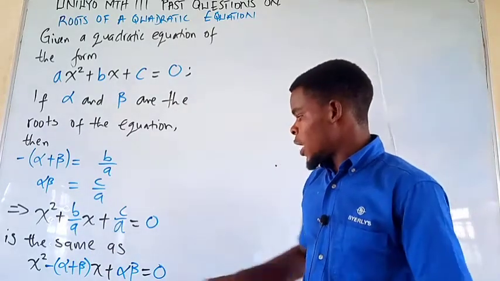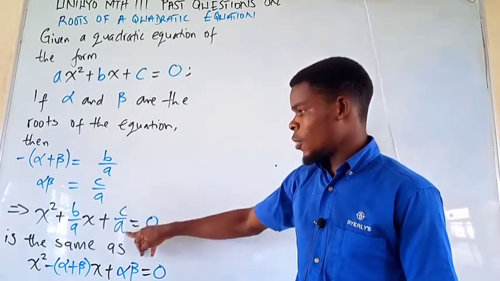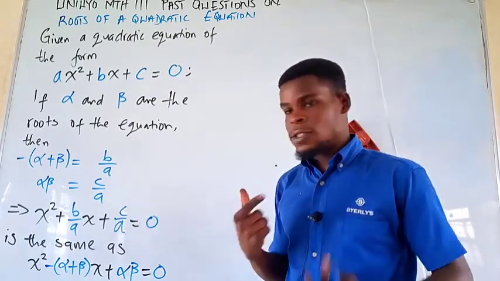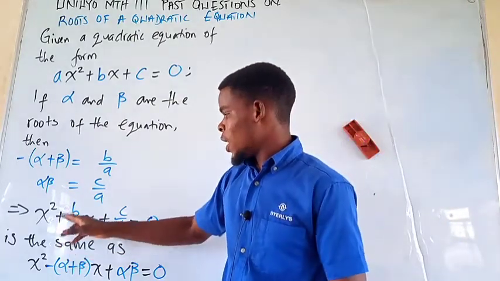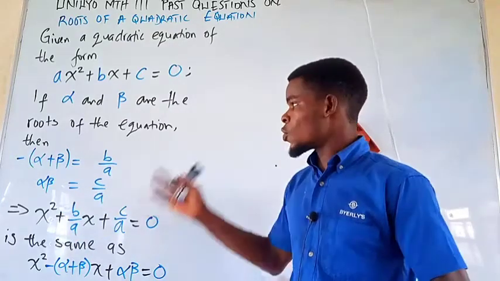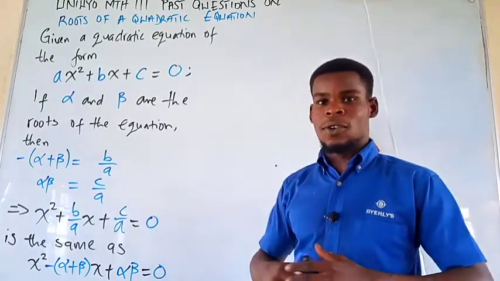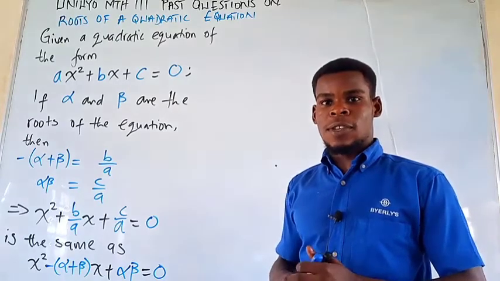So that means that the product of the roots gives you the constant term divided by the coefficient of x squared, and the negative of the sum of the roots gives you the coefficient of x divided by the coefficient of x squared. I'm just going to use this fact, and we are going to go ahead and solve as many problems as possible. So let's move over to the first question.